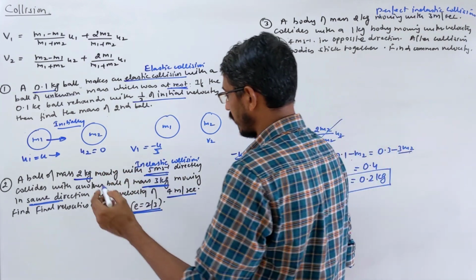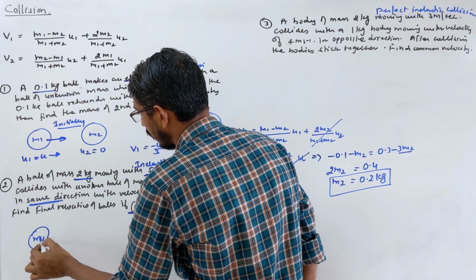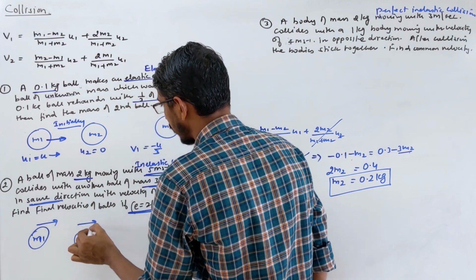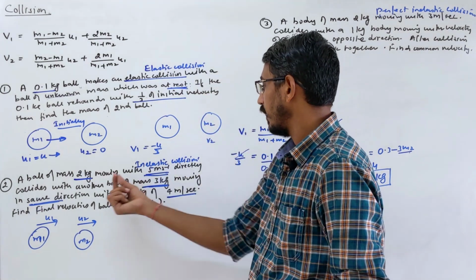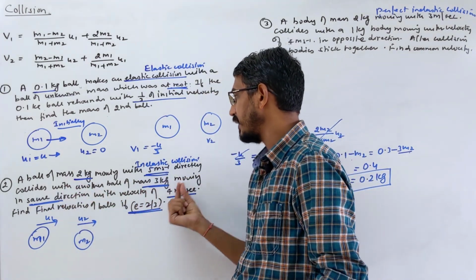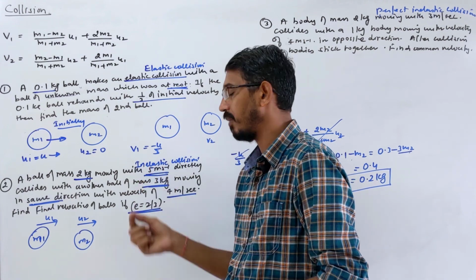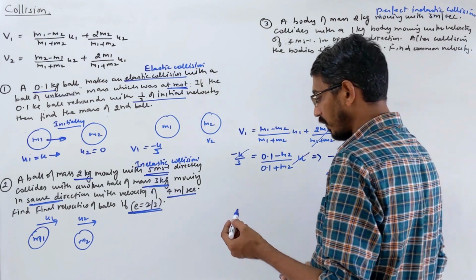So how are they moving initially? Let me draw here. There is a ball 1 of mass m1 and a ball of mass m2, and both balls are moving in the same direction, u1 and u2, like this. It directly collides with another ball of mass 3 kg moving in the same direction with a velocity of 4 meter per second, that one moving with 5 meter per second. Velocities and masses are known, we only have to calculate the final velocities.